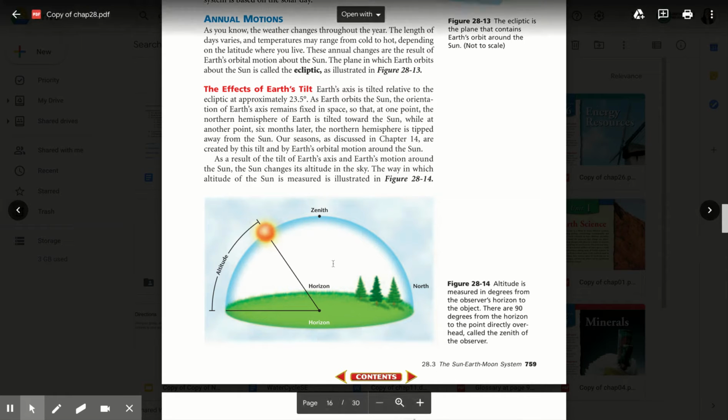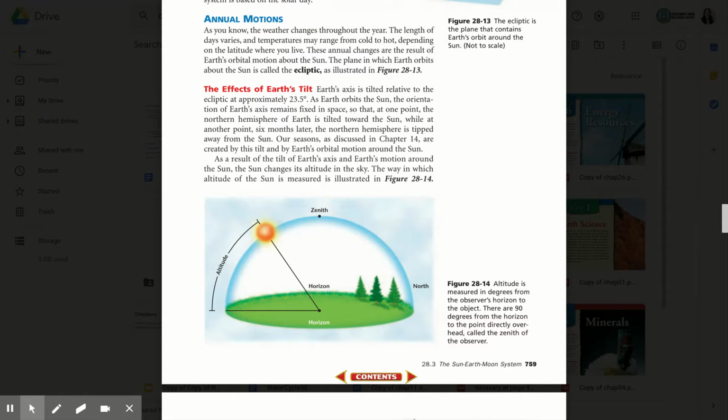The effects of Earth's tilt. Earth's axis is tilted relative to the ecliptic at approximately 23.5 degrees. As Earth orbits the Sun, the orientation of Earth's axis remains fixed in space so that at one point the northern hemisphere of Earth is tilted toward the Sun, while at another point, 6 months later, the northern hemisphere is tipped away from the Sun. Our seasons, as discussed in chapter 14, are created by this tilt and Earth's orbital motion around the Sun.